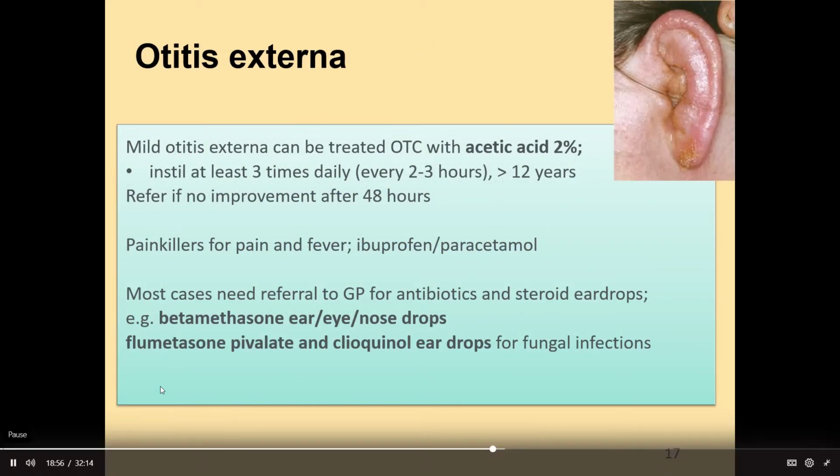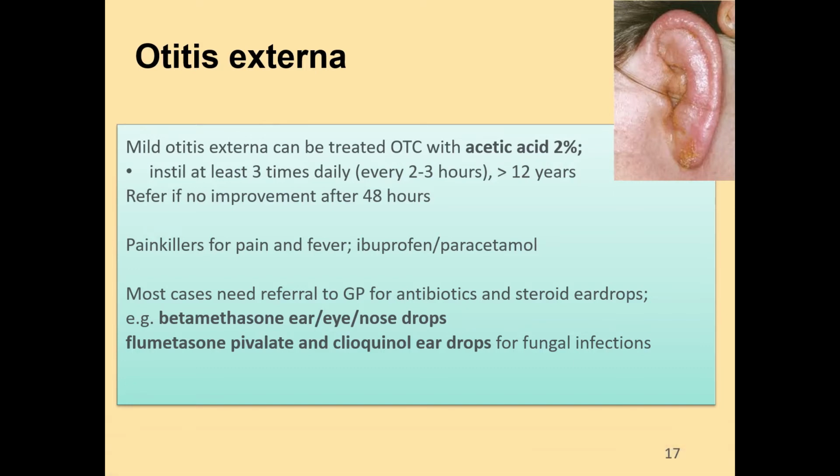So treatment for otitis externa. Mild OE can be treated with over-the-counter treatments such as acetic acid. Acetic acid reduces the pH in the ear canal and therefore reduces microbial growth, so it can help treat the infection. It should be instilled at least 3 times a day or every 2 to 3 hours.